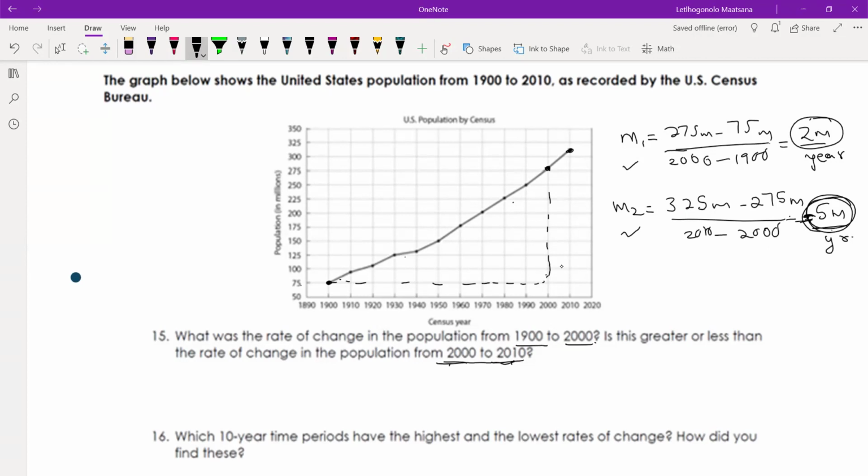Which 10-year time period has the greatest and the lowest rate of variation? How did you find this? It's about looking at the change. So in this one year, it looks like we increased by somewhere around 20 million. In the next year, that is even lower, something like 25 million. And this year here, a little bit greater.